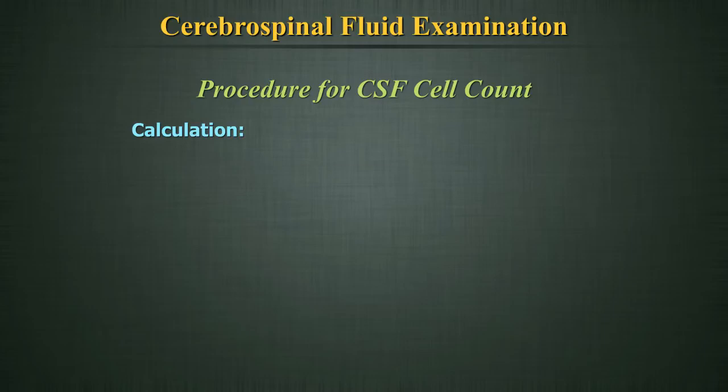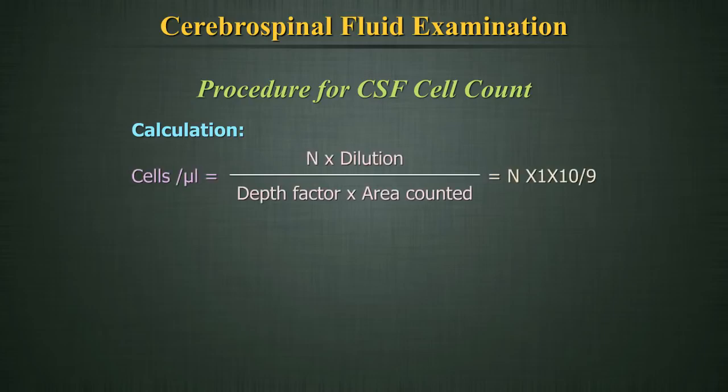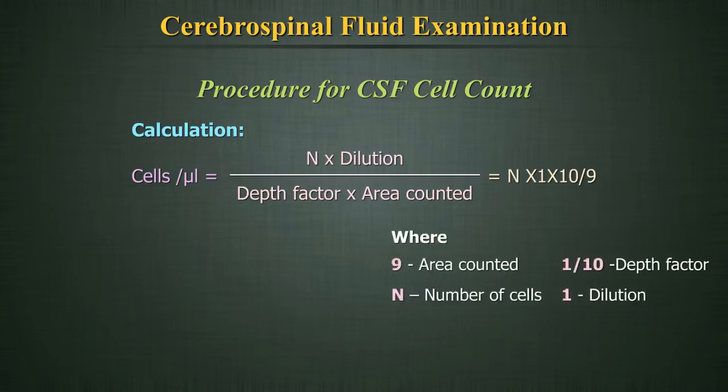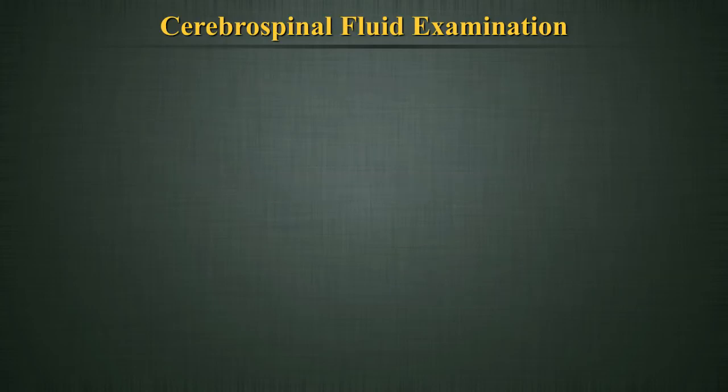Calculation: cells per microliter is equal to N times 1 times 10 divided by 9, where 9 is the area counted, N is the number of cells, 1 by 10 is the depth factor, and 1 is the dilution.